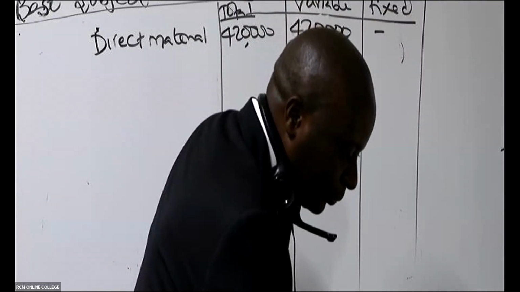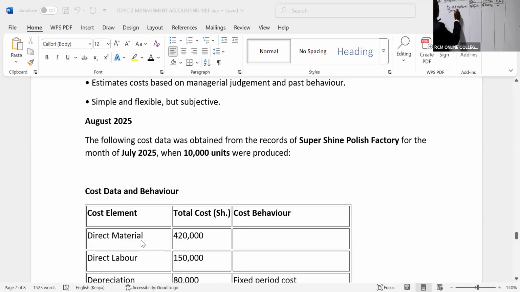So the next one, ladies and gentlemen, is direct labor. I know now what to do with direct labor. They have told me the total is 150,000. And because they have used the word direct, I know that the whole of it should go under variable, and then a dash under fixed. And then we have depreciation. What have they told me about depreciation? The total is 80,000, and they have told me it's a fixed period cost. It's fixed cost.